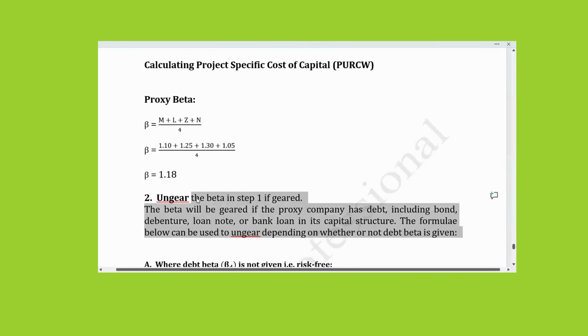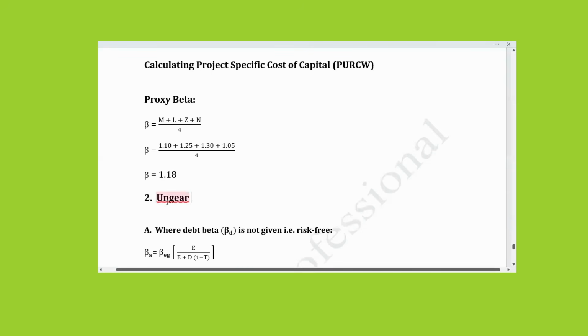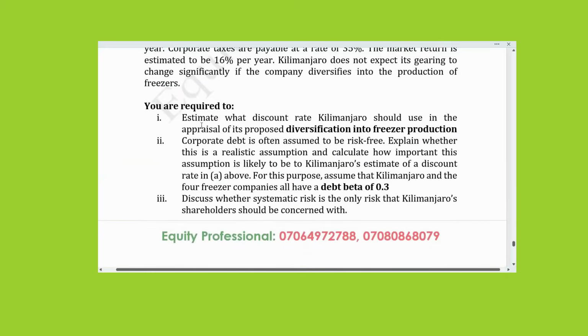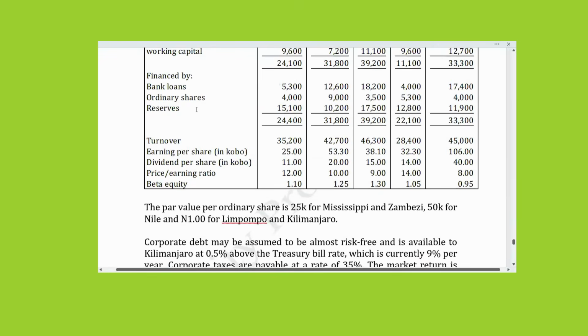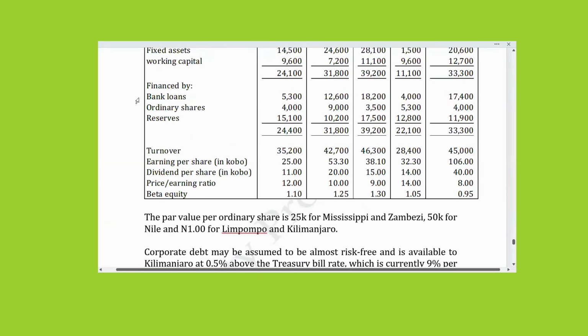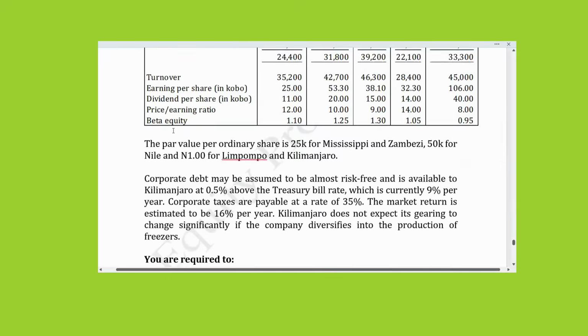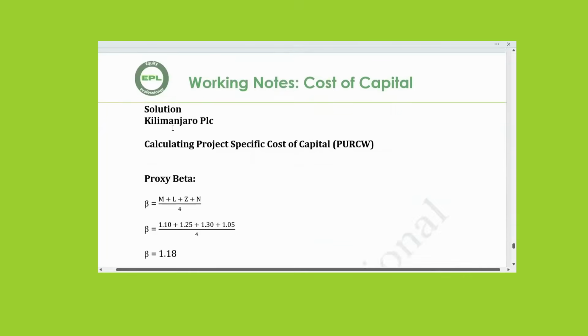I will then go to the question to check if this beta in step 1 is geared. I said the beta will be geared if the proxy company has debt in its capital structure. When you look at the question, you are given bank loan for the proxy companies. So it means that this beta of 1.18 is geared. So if the beta is geared, then you need to ungear.